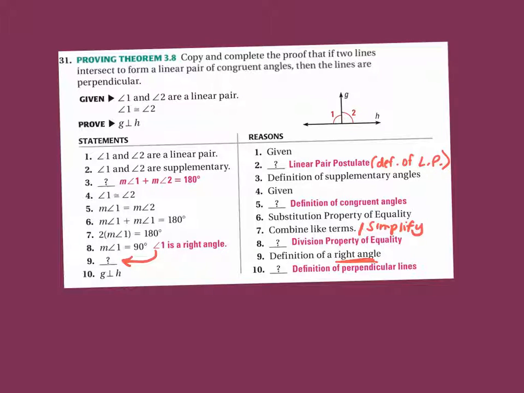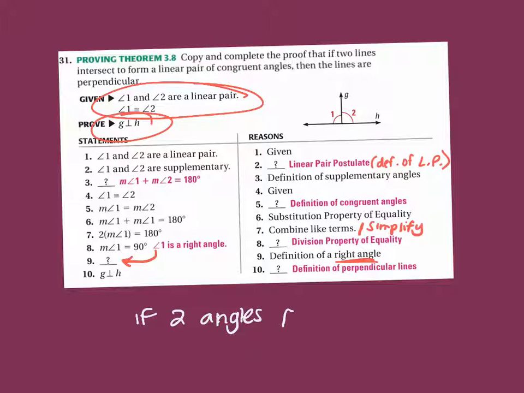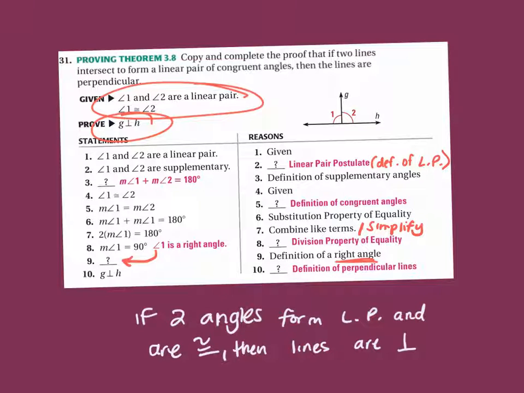If this was a proof, which it won't be, I want to be really clear, it's not going to be this easy. You could go from the given, and you could go to the proof, and you could say if two angles form a linear pair and are congruent, then the lines are perpendicular. So that was one of the theorems that we used yesterday.